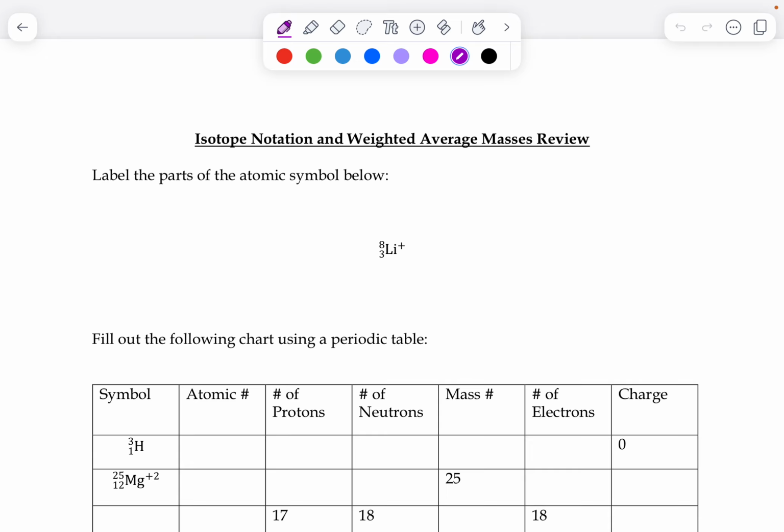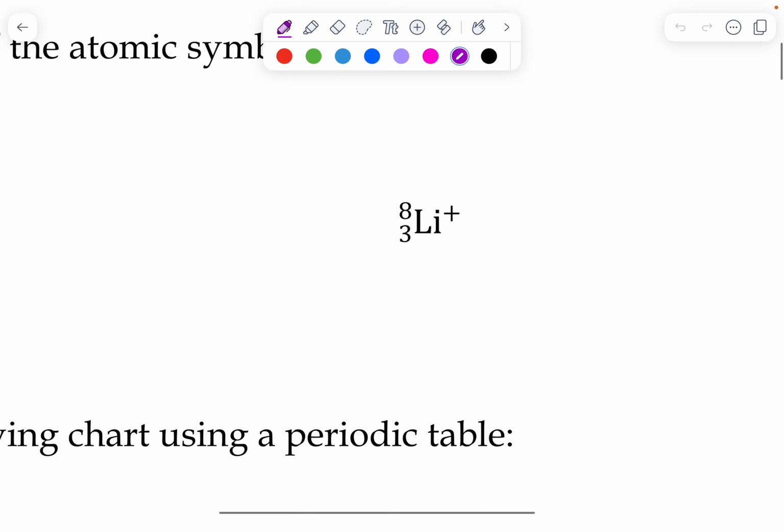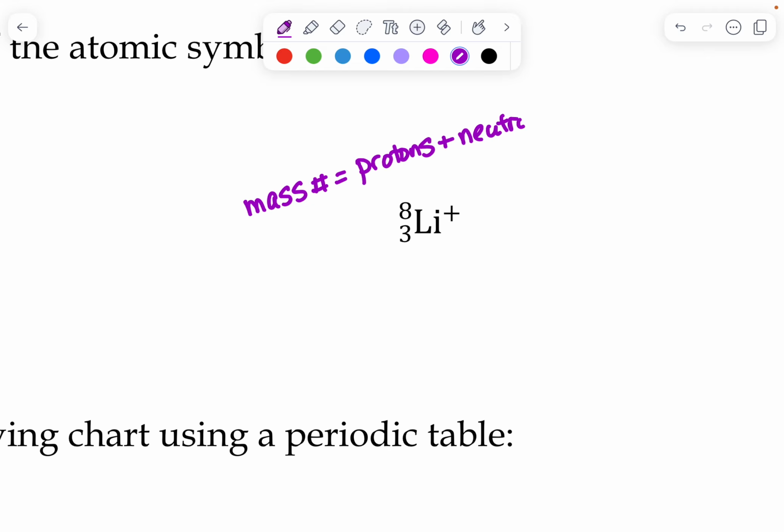So today we're going to be refreshing your memories on how to look, when you look at an atomic symbol, at what all the numbers mean. So if I gave you this symbol, 8, 3, Li plus, the 8, that top number there, is what we call the mass number of our element. And that's where we take the number of protons the element has and add it to the number of neutrons that it has. That's that guy.